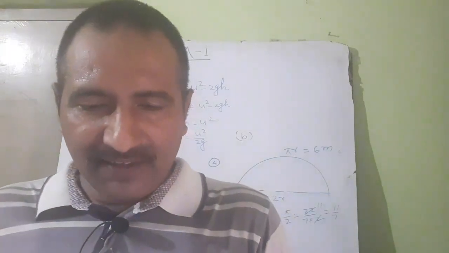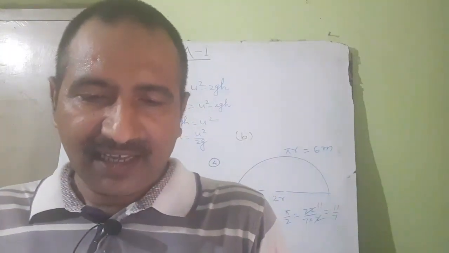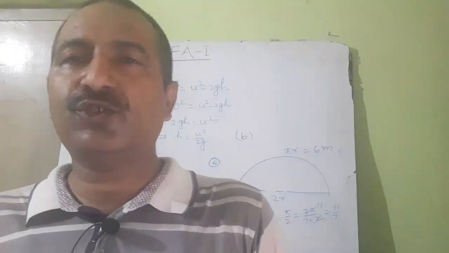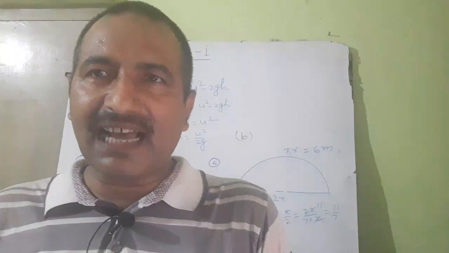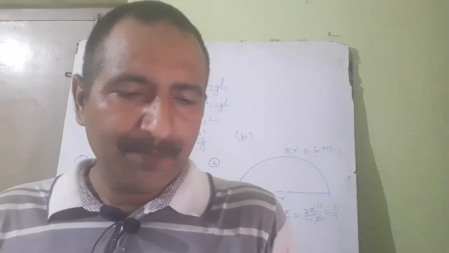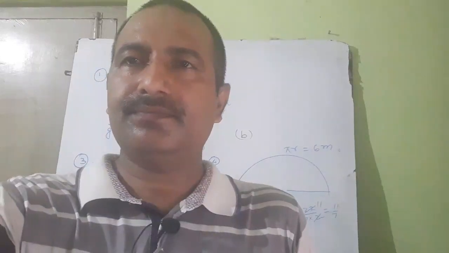You have options 7 is to 6, 9 is to 7, 11 is to 7 and 7 is to 5. So which one will be the answer? Answer will be C, 11 is to 7. Okay, now question number 5.